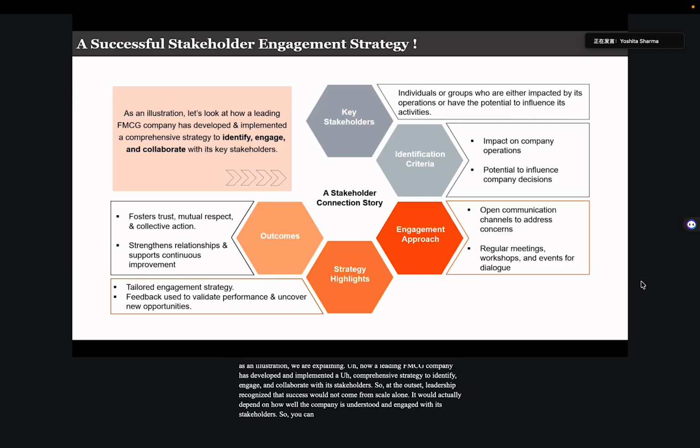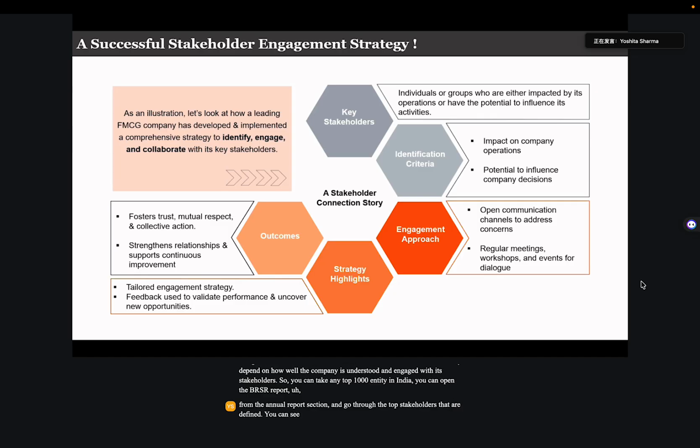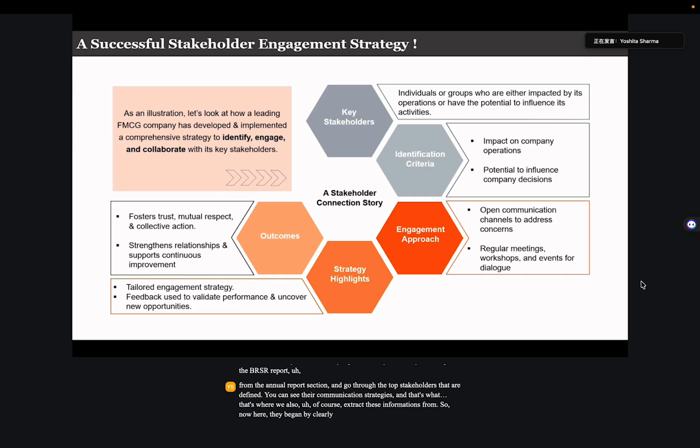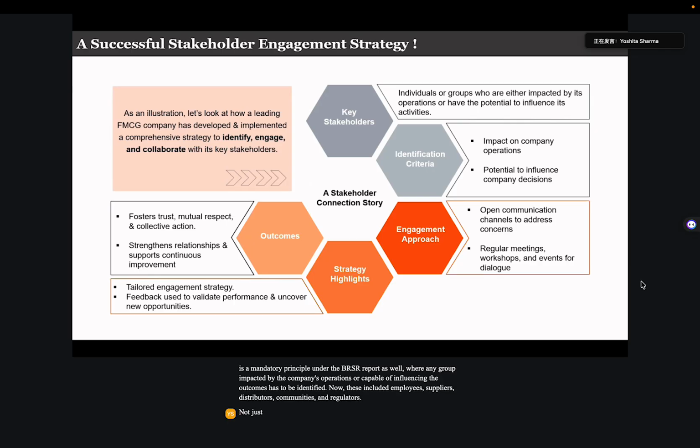So you can take any top 1000 entity in India, open the BRSR report from the annual report section and go through the top stakeholders that are defined. You can see their communication strategies, and that's where we also, of course, extract this information from. Now here they began by clearly defining who the stakeholders were, which is a mandatory principle under the BRSR report as well, where any group impacted by the company's operations or capable of influencing the outcomes has to be identified. These included employees, suppliers, distributors, communities, and regulators, not just customers and investors.